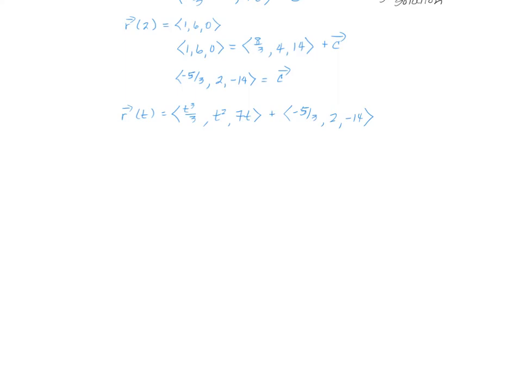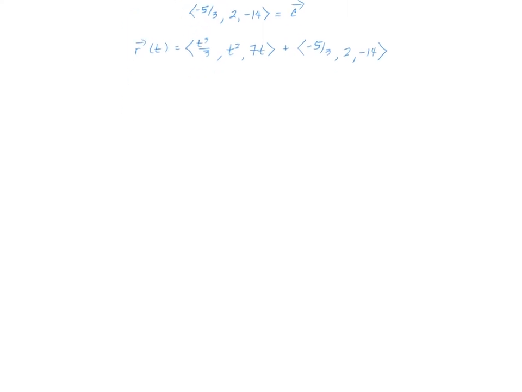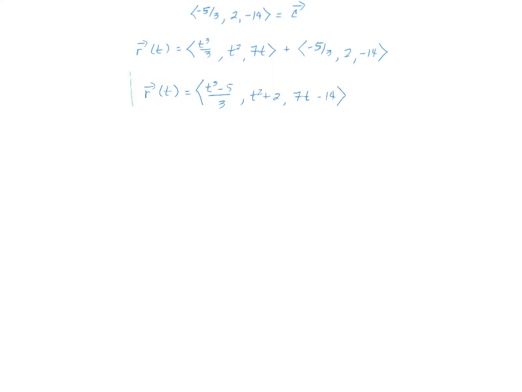And from the previous section, we know that we typically don't keep our vectors in that form. We would combine the two vectors to write this as t to the third. Oh, good, the denominators are the same. So I'm just going to write this as t to the third minus 5 all over 3 as my first component, comma t squared plus 2, comma 7t minus 14. So again, typically we would like to combine this and write it as a single vector.